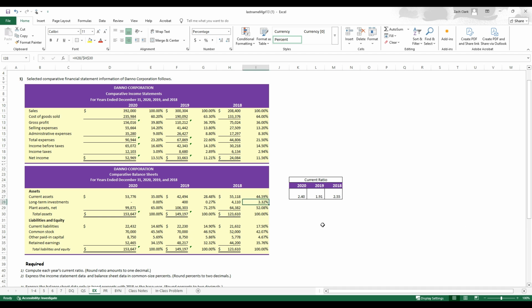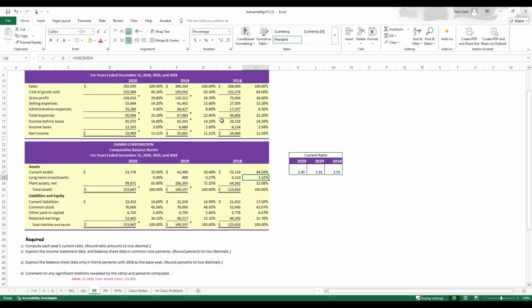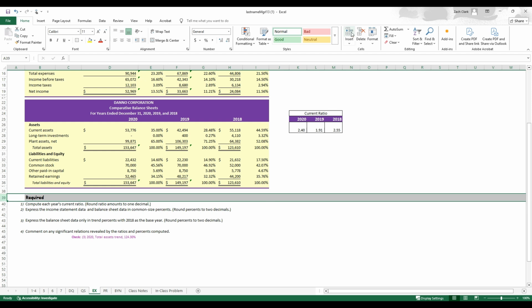So perfect. Okay, cool. So then you can see, as a proportion of sales, here's what the numbers are for each year, or sorry, for total assets, and then total sales up in our income statement. And then we want to express the balance sheet data only in trend percents with 2018 as the base year.